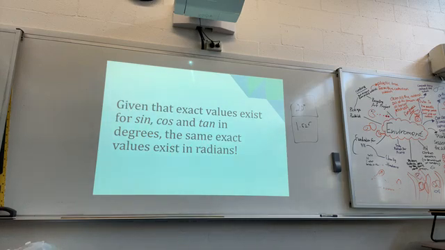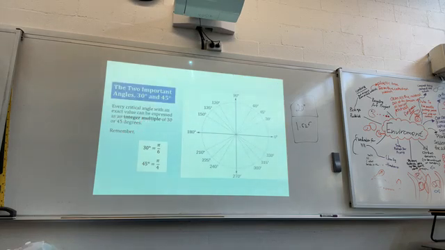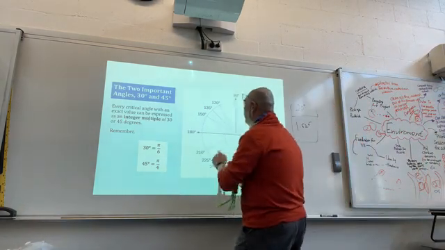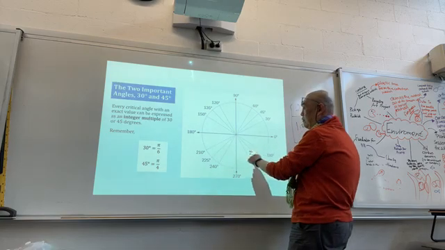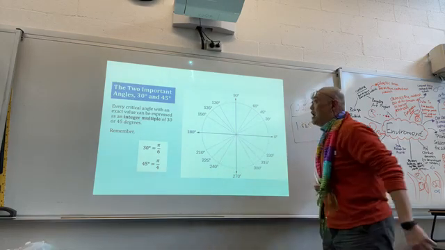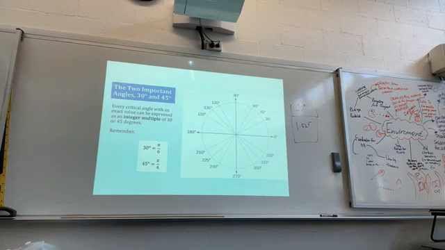Now, given that exact values exist for sine, cos, and tan in degrees, the same exact values exist in radians. So make sure that you know the two important angles, 30 and 45 degrees. Every critical angle with an exact value can be expressed as an integer multiple of 30 or 45 degrees. So 30 is pi over 6 and 45 is pi over 4.